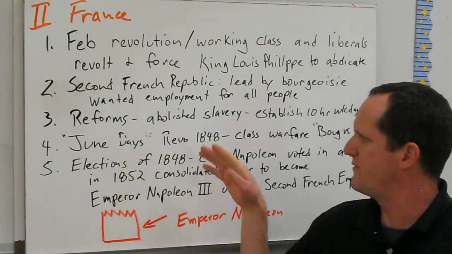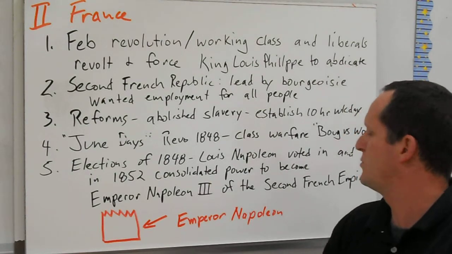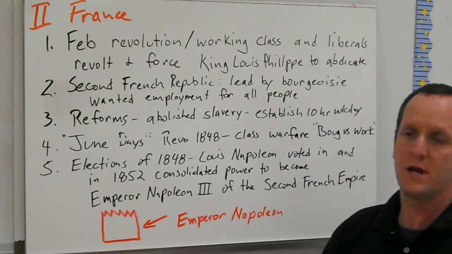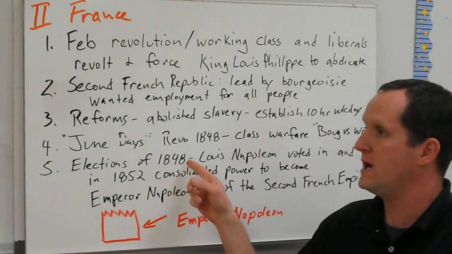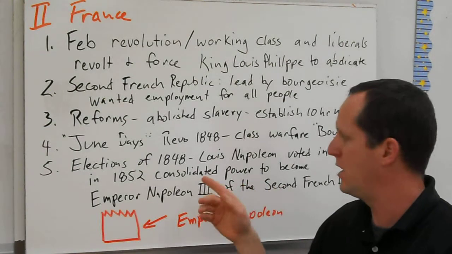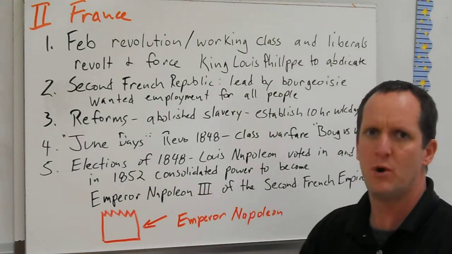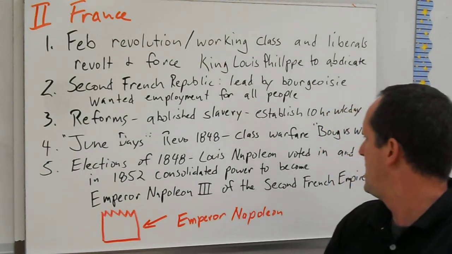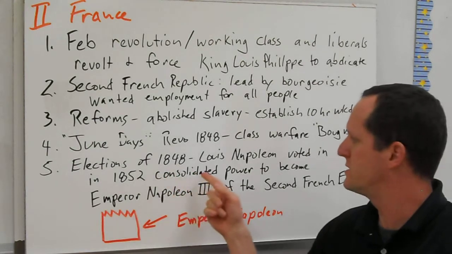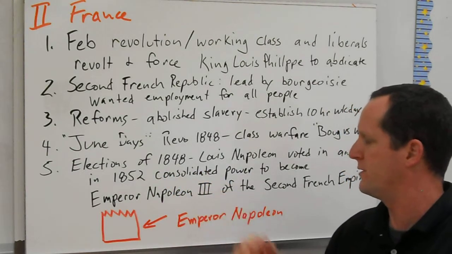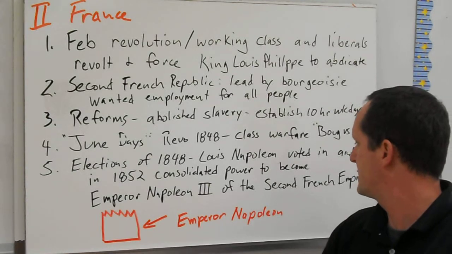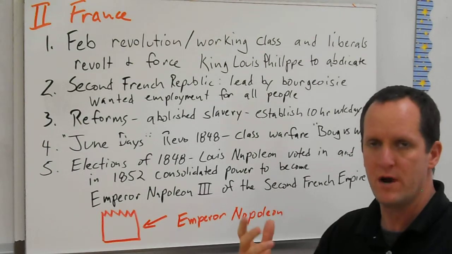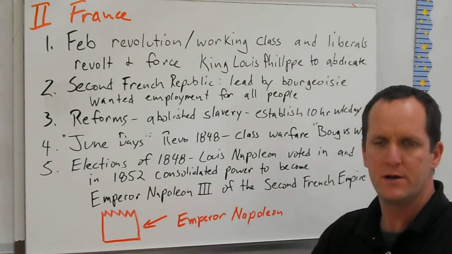Now the June Days, the Revolution of 1848, class warfare: the bourgeoisie versus the working class. In the elections of 1848, because of everything that was going on, they voted for Louis Napoleon, who was a relative of Napoleon Bonaparte. Voted in, and in 1852 he consolidated his power to become the Emperor Napoleon III of the Second French Empire. And this, rightly so, made people very nervous around Europe because they thought that he would become another Napoleon Bonaparte.